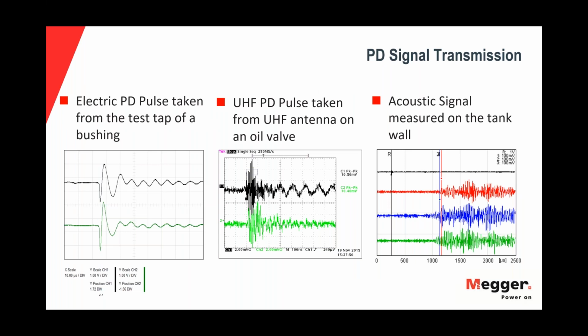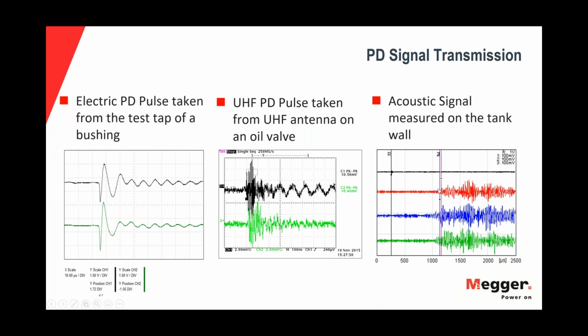I'll give you an example here with a PD source and 3 different measurements. In the picture on the left-hand side is the electric PD pulse taken from the test tap of the bushing, for example. You can see the PD signal shown on the left-hand side. In the middle is an example of a UHF pulse taken using a UHF antenna at the oil drain valve sensor, measured as a UHF signal. On the far right-hand side is the acoustic signal measured from the same PD on the tank wall.